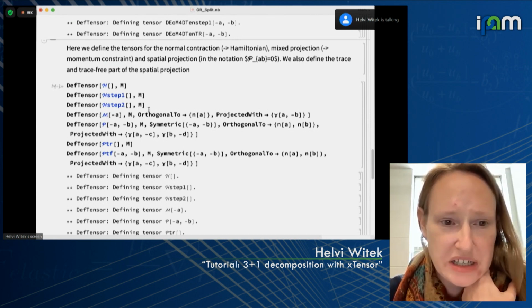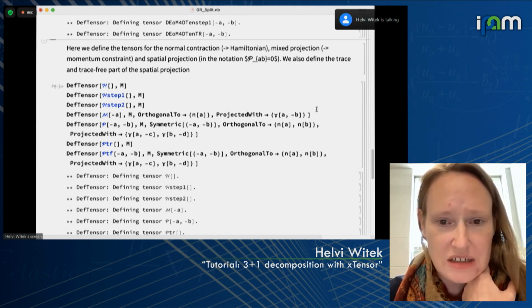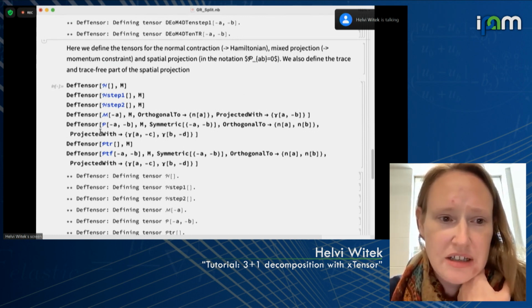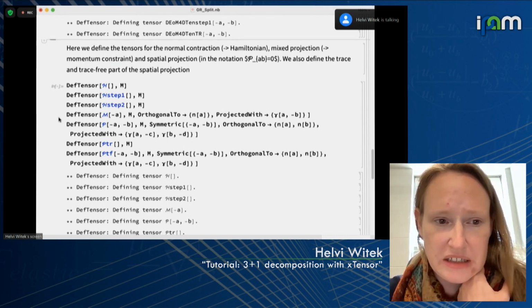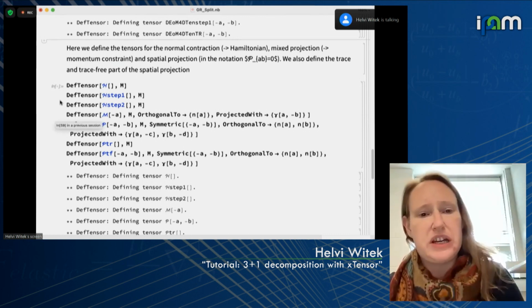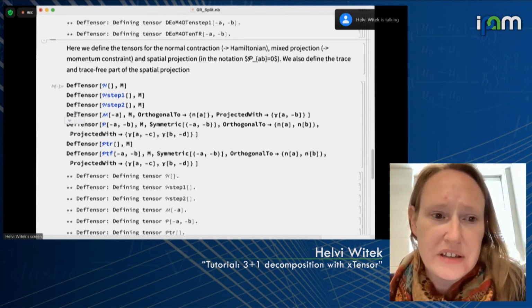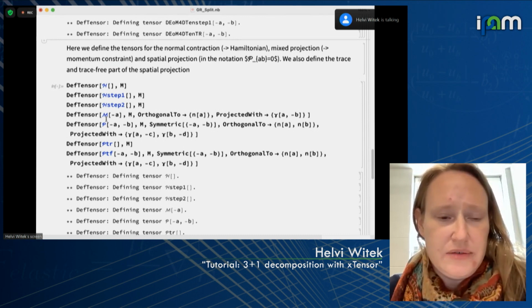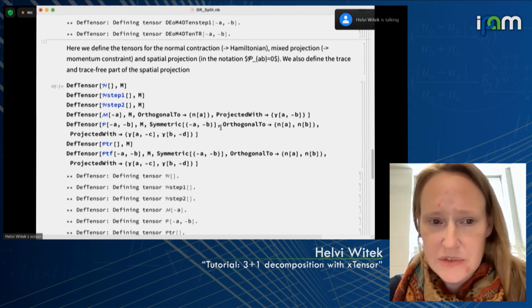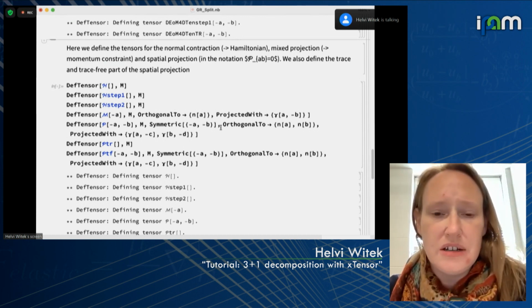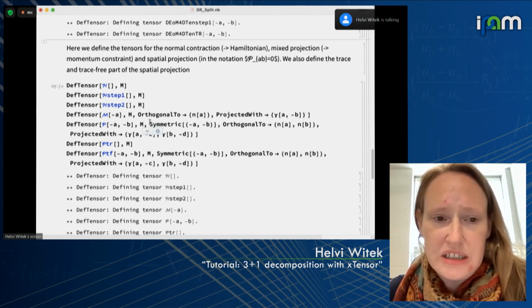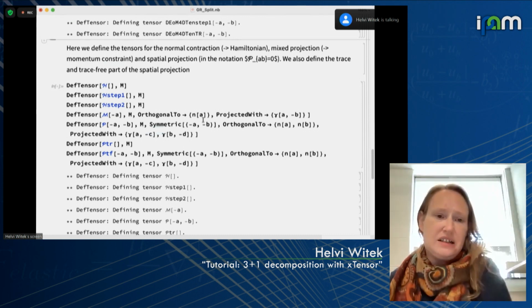And again, this will be one that is orthogonal to the normal vector and projected with our projection operator. And we have a last set of tensors here, curly P, that will be the completely spatial projection of our field equations. So that will give us eventually the time evolution equation for the extrinsic curvature. And again, for this last one here, I'm defining it as being a symmetric tensor. Just as a side note, if you have a tensor that's anti-symmetric, you would equivalently put here anti-symmetric and then the indices in which it is anti-symmetric.